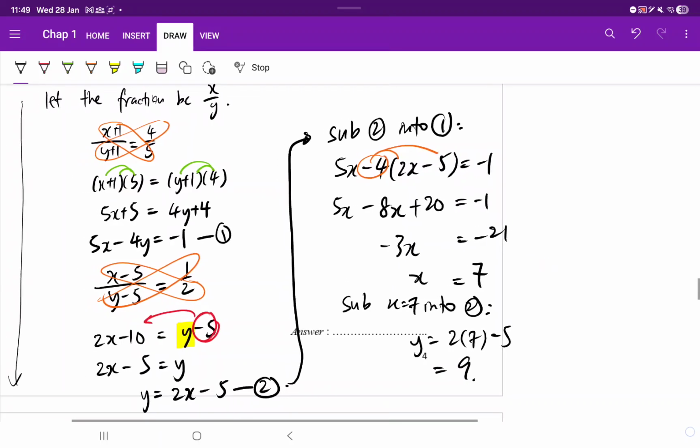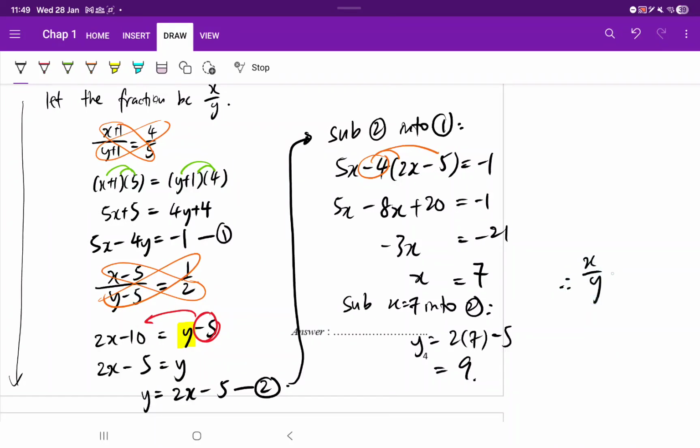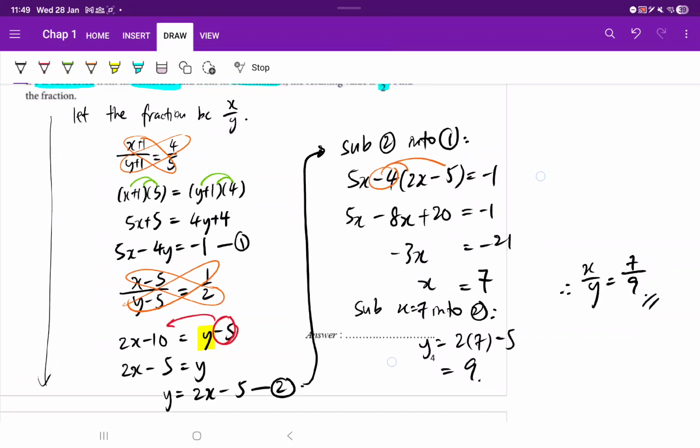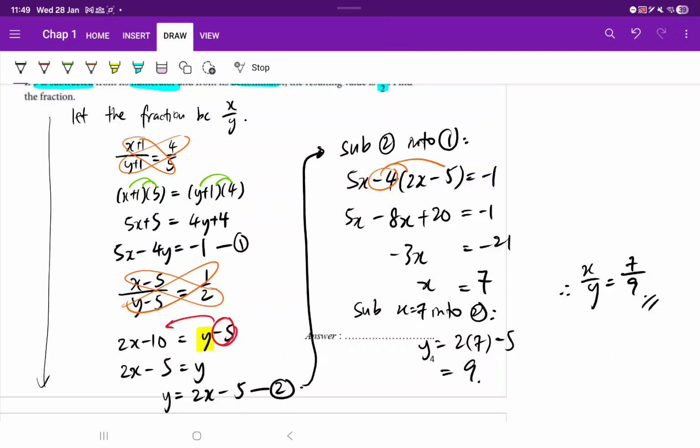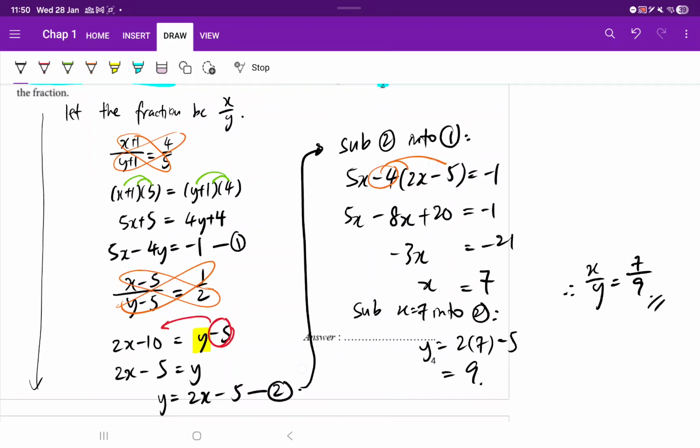So what is my fraction? Therefore, x over y is 7 over 9. Which, like I said earlier on, is not 3 over 4. Right? It was indeed 7 over 9. Plus 1, 8 over 10, then became 4 over 5. Minus 5 becomes 2 over 4, then becomes half.